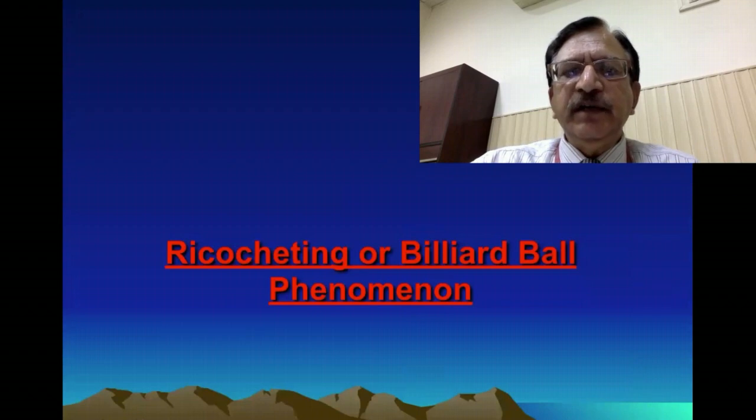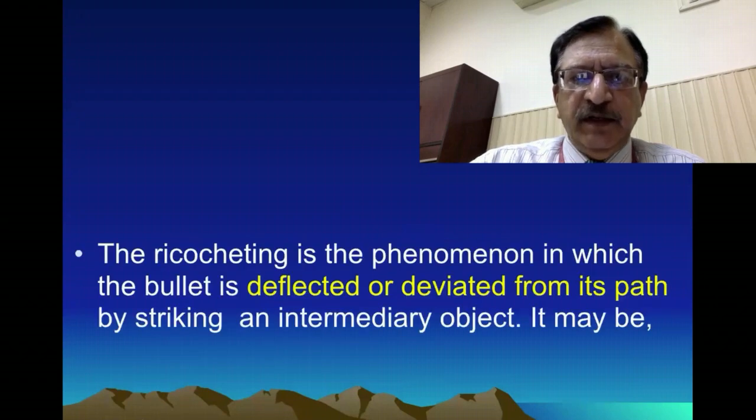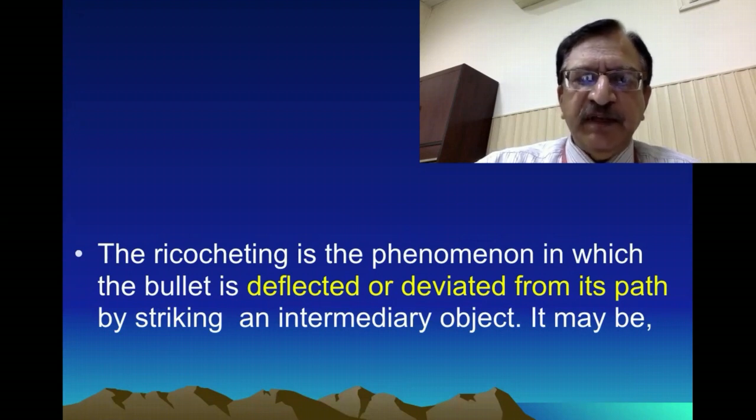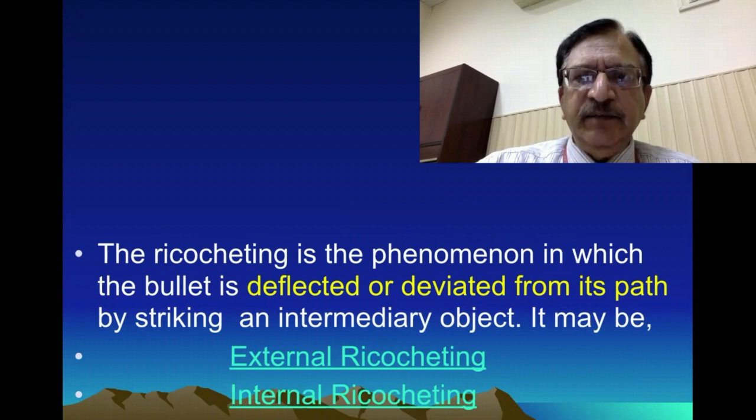So the two photographs on the left and right are distinguishing the beveling inward and beveling outward phenomena. Now the ricocheting or billiard ball phenomenon means changing the pathway of the bullet. Ricocheting is a phenomenon in which the bullet is deflected or deviated from its path by striking an intermediary object. And this deviation may be either outside the body, called external ricocheting, or inside the body, called internal ricocheting.